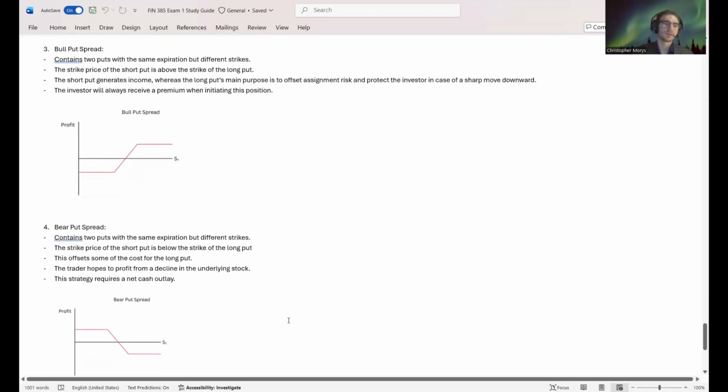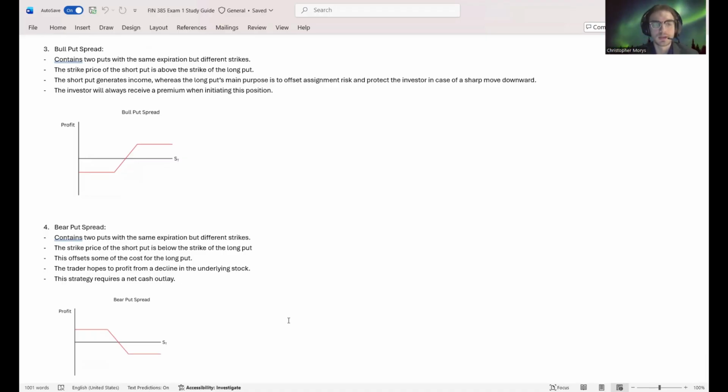All right. The third type of vertical spread is a bull put spread. It contains two puts with the same expiration but different strikes. In this case, the strike price of the short put is above the strike of the long put. The short put generates income, whereas the long put's main purpose is to offset assignment risk and protect the investor in case of a sharp move downward. The investor will always receive a premium when initiating this position.